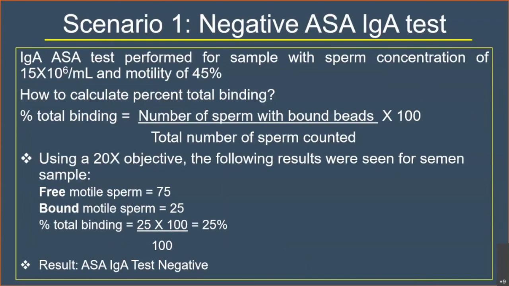So here is a scenario for a negative ASA IgA test. And this was an IgA ASA, or the anti-sperm antibody test, performed for a sample with sperm concentration of 15 million, motility of 45%. How do we calculate the percent total binding? It's number of sperm with bound beads upon total number of sperm counted and reported as a percent. So when we examine under the microscope, what we saw was free total motile 75, bound total motile 25. So the percent total binding is 25%, and the result is ASA IgA test negative. Remember, the cutoff is greater than or equal to 40%.